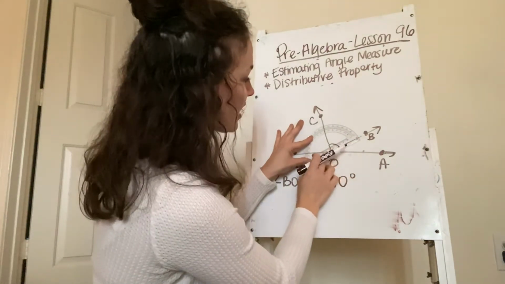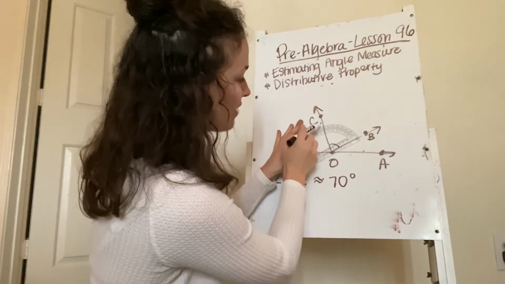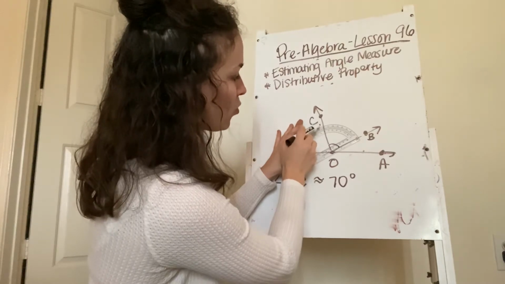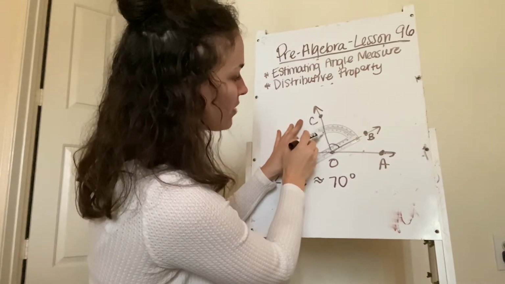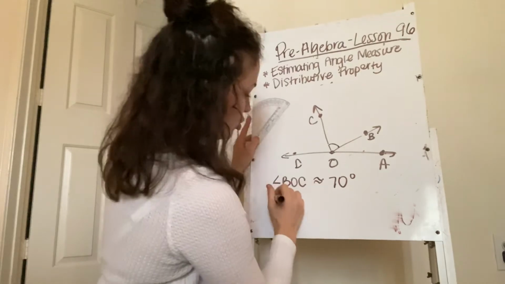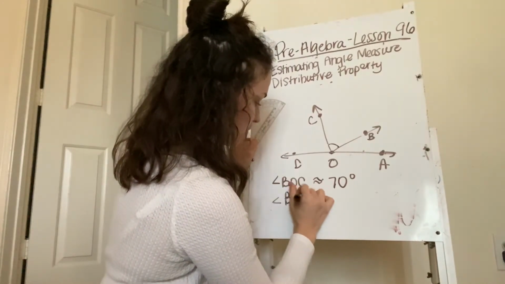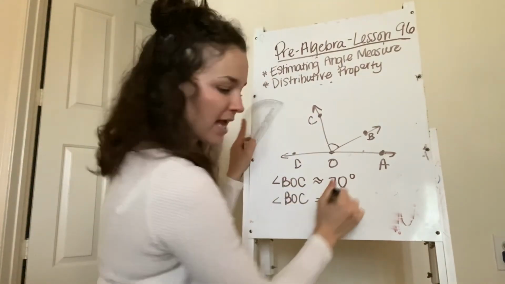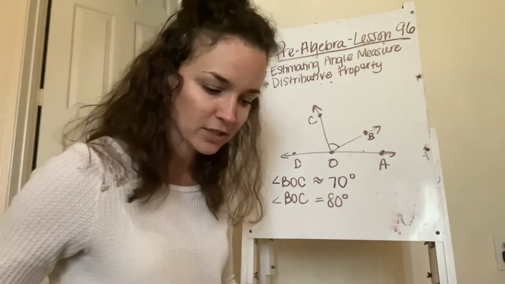So we're gonna be looking at the acute value because it always runs through two values. I see it running through an 80 and a 100. So since I know it's an acute angle, it has to be the 80. So my actual measurement for BOC is 80 degrees based on what my protractor said.